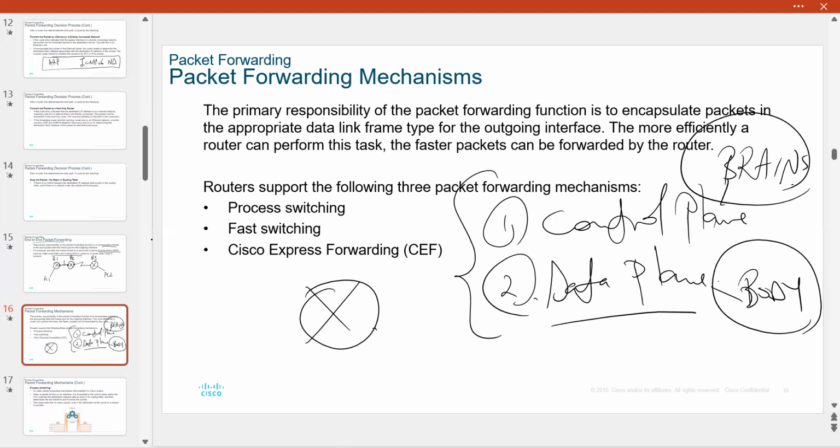The data plane does the actual forwarding. So the brains do the processing and decide which path the packet should be forwarded through. The information is sent to the data plane, and the data plane knows which way the packet should exit. So we have the brains and the body, the software and the hardware. Understanding the difference between these two makes it easier to understand the three mechanisms discussed: process switching, fast switching, and CEF.